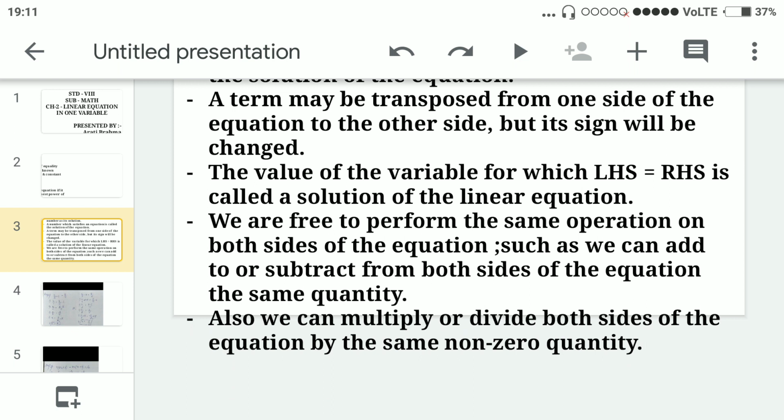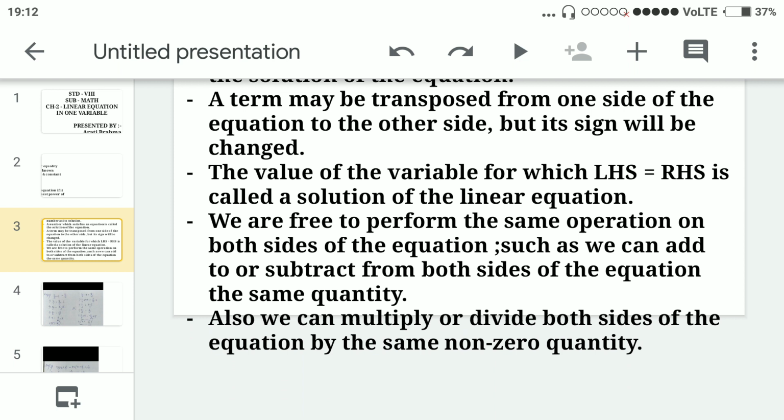And here it is mentioned non-zero quantity. Non-zero quantity means what? Without zero. We cannot multiply or divide by 0, because if you multiply, the total equation will convert to 0, and if you divide, it simply doesn't exist, because any number divided by 0 doesn't exist. That's why we can multiply or divide by a non-zero quantity.